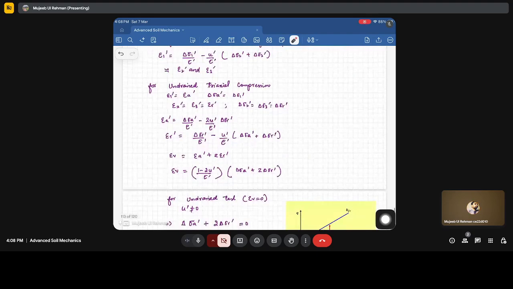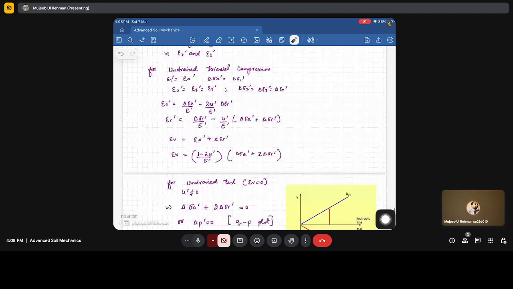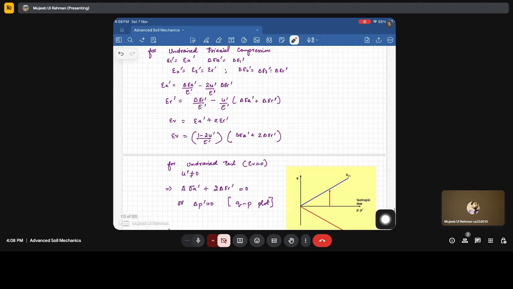Once we use these formulations, we will obtain the axial and radial strain, and then the volumetric strain is given by axial strain plus 2 times radial strain. And for the undrained test, the volumetric strain is 0. Fine. And this u dash is not 0 for the undrained test. That is another thing. And this u dash is for this side. For the elastic stress path, u dash is something different. For the undrained condition, this u dash is not 0, but the volumetric strain is 0.